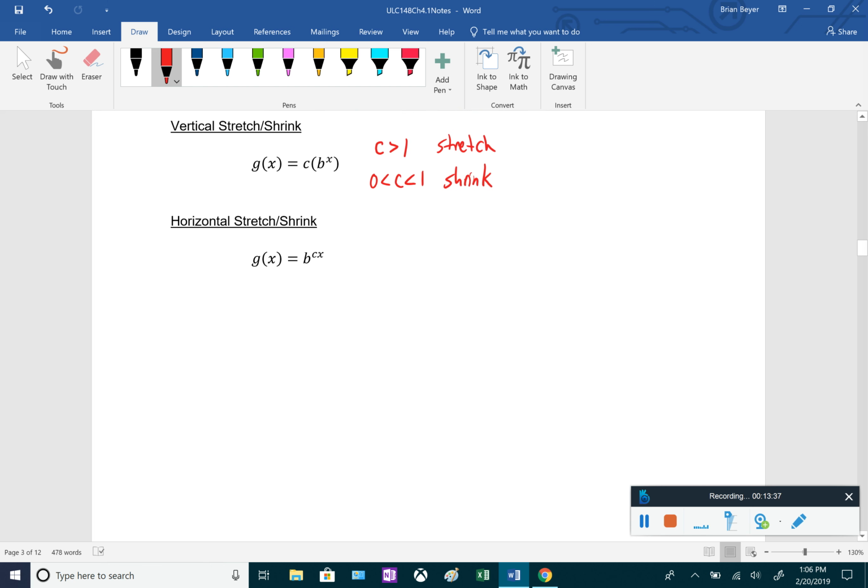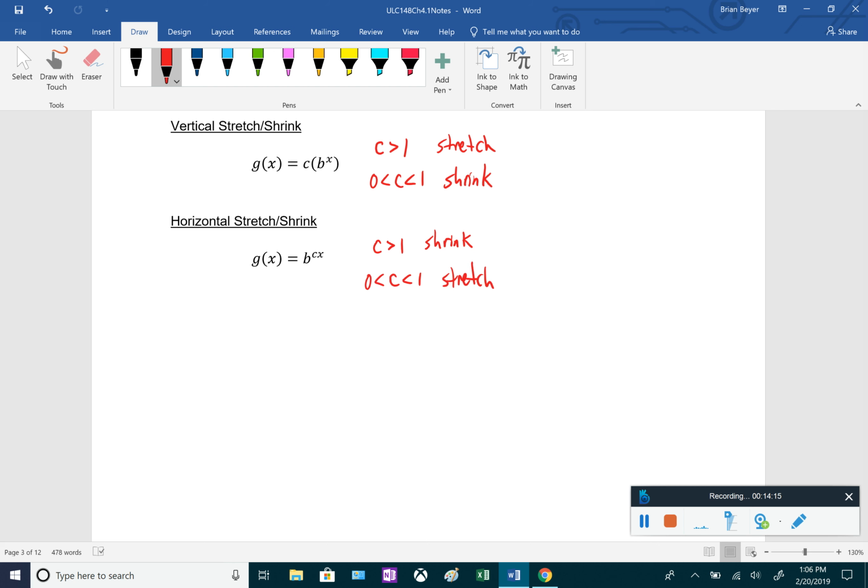And the last one here, horizontal stretch and shrink. Horizontal, once again, is being done to the x. We have b to the c times x, so the x is being multiplied. And it's going to be the opposite of what you think, what we just did for the vertical. If c is greater than 1, this is going to be a horizontal shrink, meaning the graph is getting closer to the y-axis. And if c is between 0 and 1, that's going to be a horizontal stretch, meaning it's getting stretched away from the y-axis.